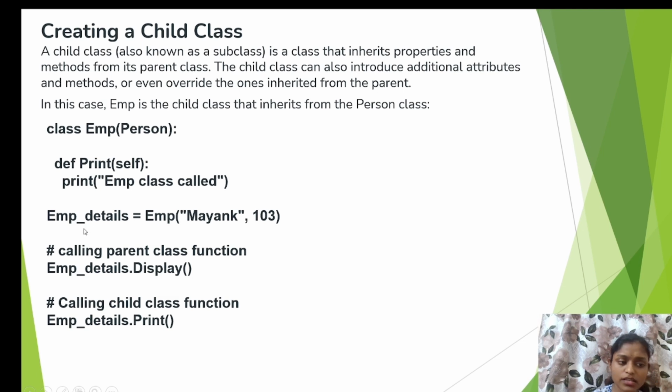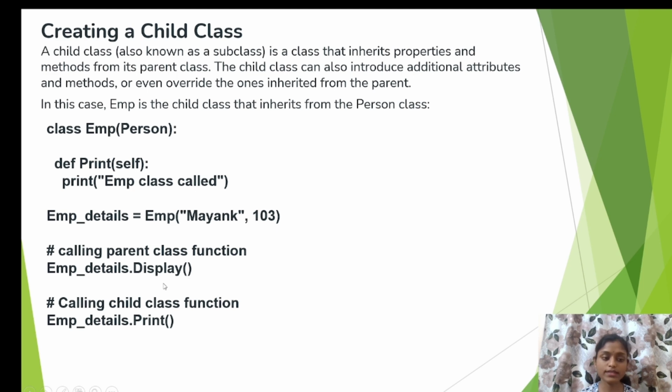Next I created an object, that is employee_details equals to, I passed here Mayank and 103 as name and ID. And calling the parent class function by using the child class object, employee_details.display. To access the object, we know that we use the dot operator. And calling the child class function, and we print here.